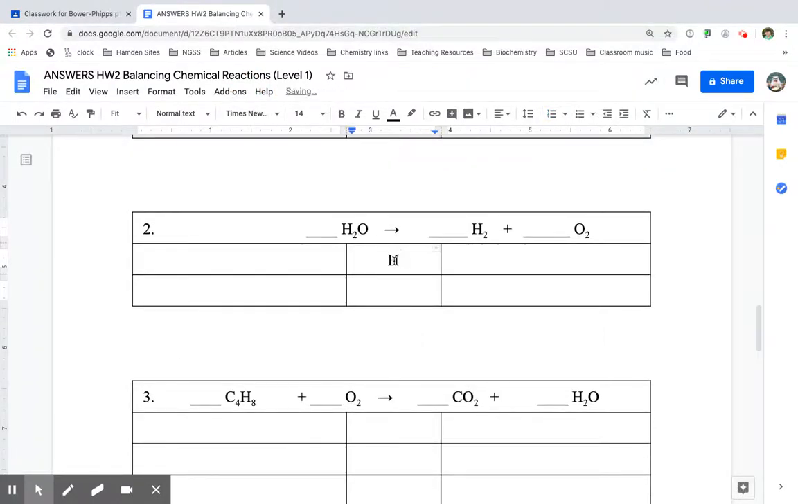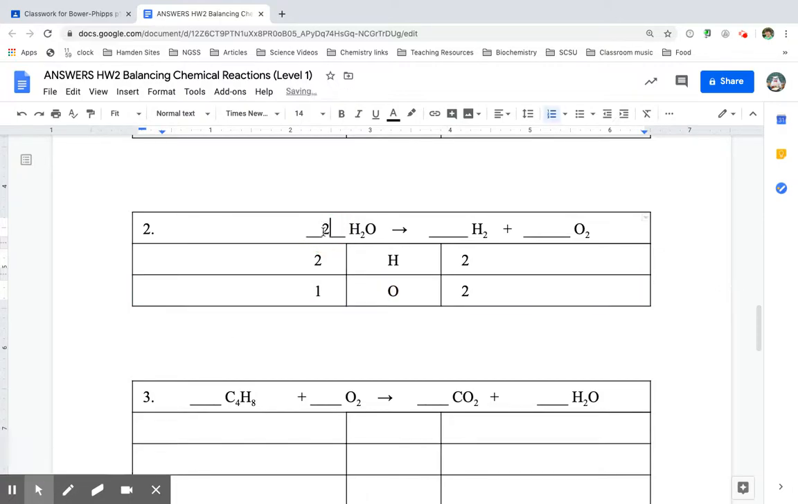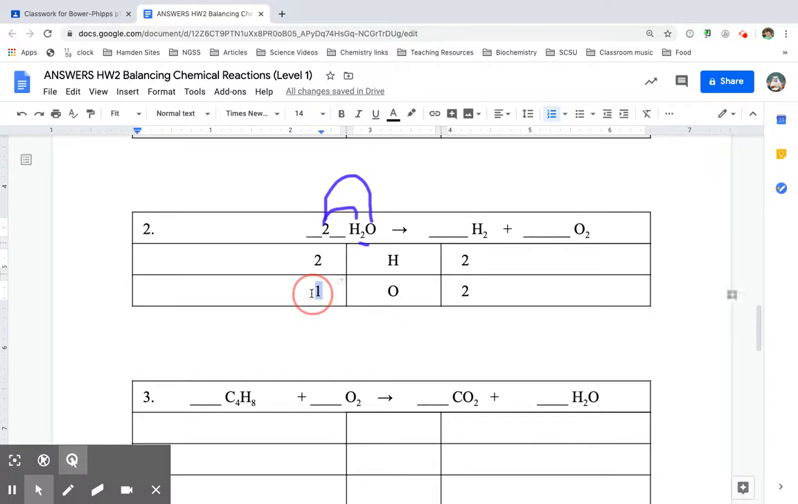Let's take a look at number 2. We just have H's and O's present. On the left-hand side, we have 2 H's and 1 O. On the right-hand side, we have 2 H's and 2 O's. So the oxygens are the ones that don't match right now. To make the left-hand side have more, I'm going to put a 2 in front of this whole formula. But remember, this 2 goes to this H2 already, and it goes to the oxygen that we were trying to change. So it changed our oxygen, and it changed our hydrogen.